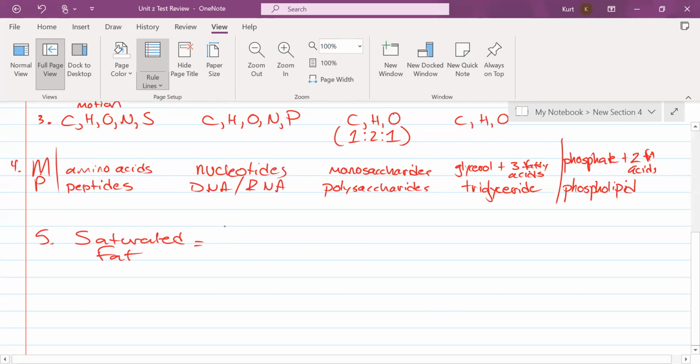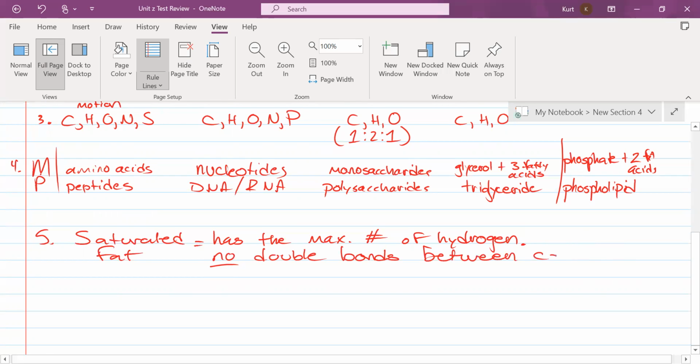A saturated fat has more hydrogen. You're right about the first one. And then has no double. That's better. Good save. So a saturated fat has the maximum number of hydrogen, just hydrogen, and has no double bonds between carbons. And what state of matter is it? Solid. Solid at room temp. Okay, unsaturated fat.